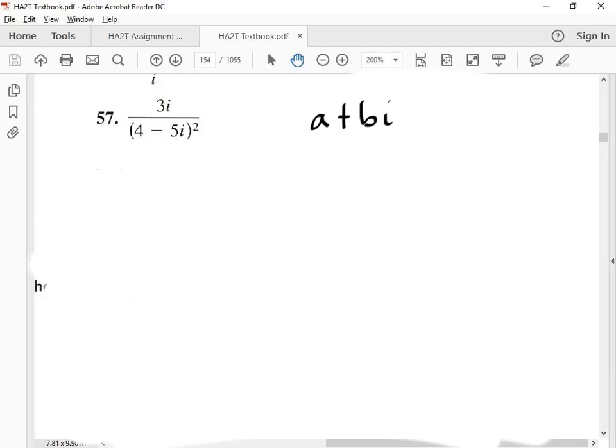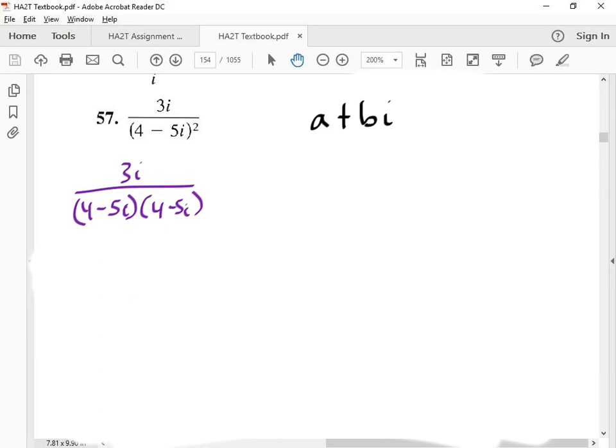So what we're going to do here is do what this 2 says and square the bottom. If you try to distribute that 2, you should stab your hand because that was wrong. And maybe the pain will remind you not to ever do that again. The bottom is 4 minus 5i times 4 minus 5i.